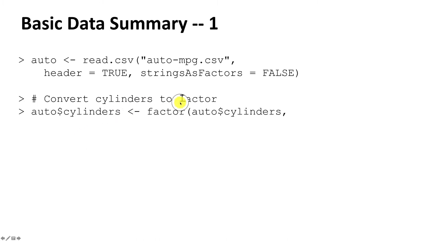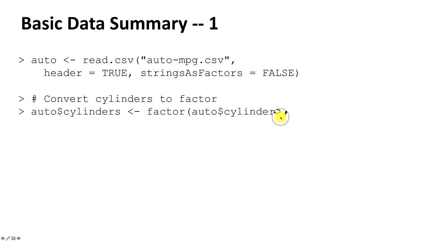So in order to do that, by default, when read.csv reads data from a column that contains numeric values, it treats it as a numeric variable. It cannot know that we want it to be a factor, so we are converting it. So here we are saying auto dollar cylinders equals factor auto dollar cylinders, right? So auto dollar cylinders is basically, from the auto data frame, the column called cylinders. You already know that dollar is what we use to get at columns of a data frame. It's one of the things we can do to get at columns of a data frame. So auto dollar cylinders is assigned the result of this function factor auto dollar cylinders.